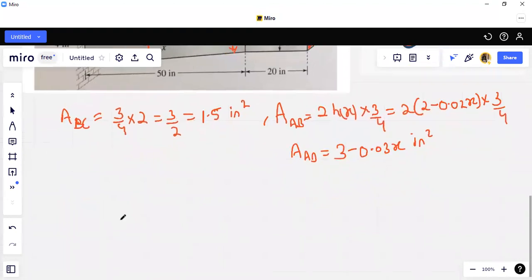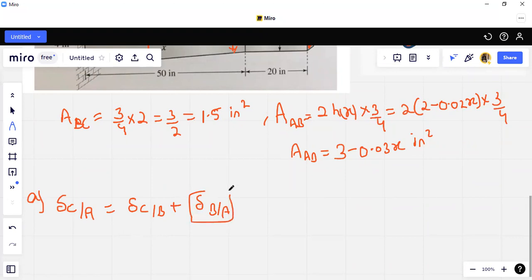Now we have to calculate the total elongation of the bar. For total elongation, delta CA is equal to delta CB plus delta BA. This is the total elongation of the bar. Let's calculate first the elongation in the BC section.